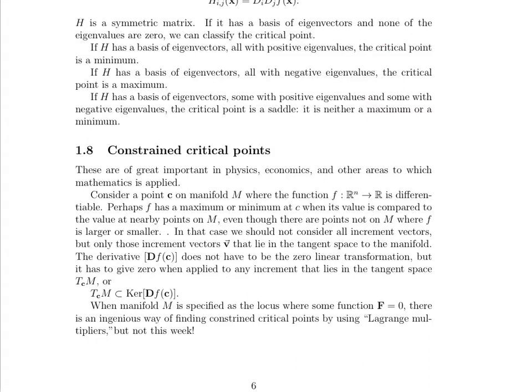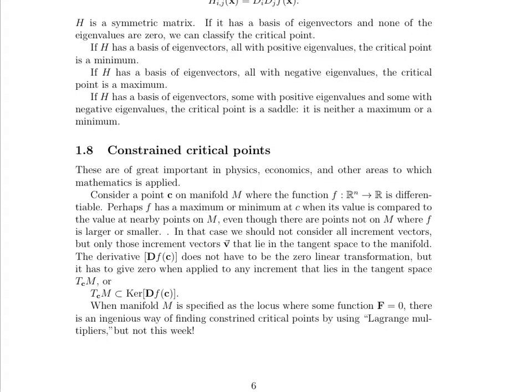But here, what we're going to say is, consider a point C on the manifold M, where the function f, which maps from Rn to R, is differentiable. Maybe f has a max or a min at C when its value is compared to the value at nearby points that are also on the manifold, even though there are points not on the manifold where f is larger or smaller.